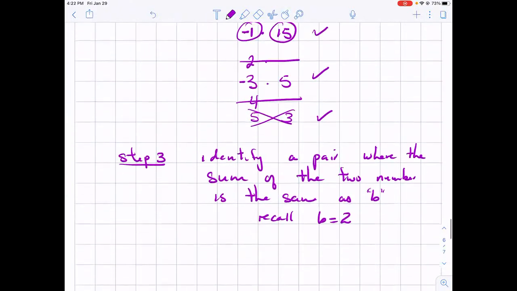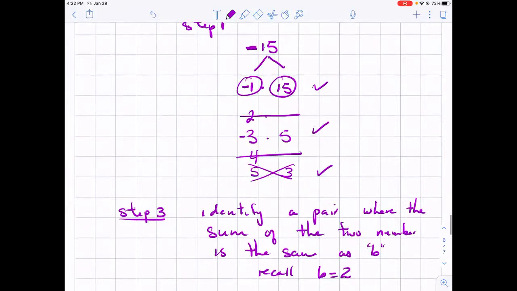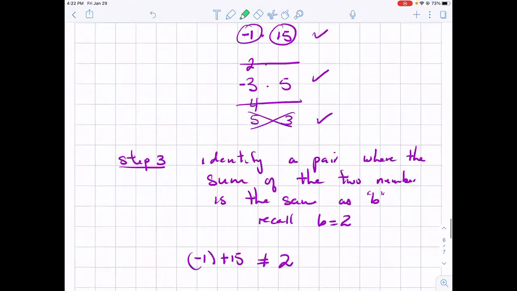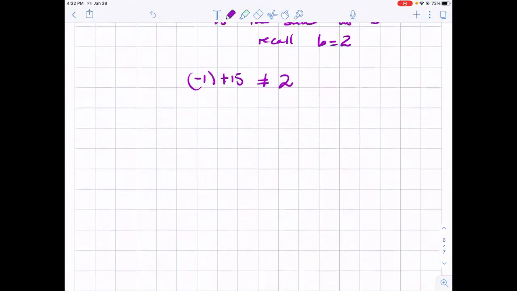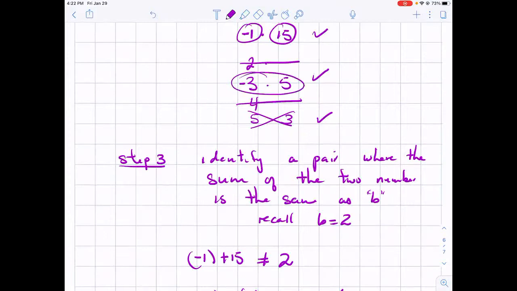So let's try this. What is minus 1 plus 15? That does not equal 2, right? That is equal to 14. So this one is out. Okay? Let's do minus 3 plus 5. That does equal 2. So this one will work. So we want to choose this one here.